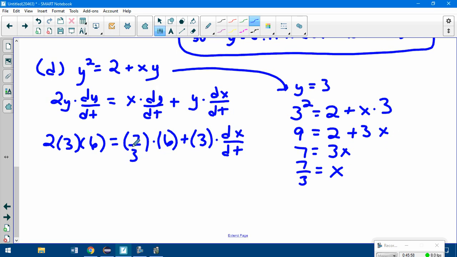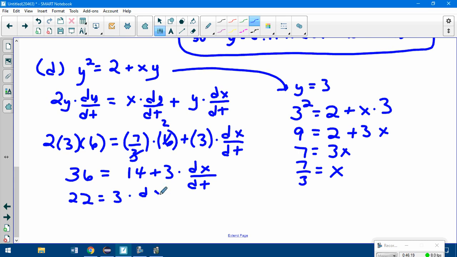But it actually doesn't come out so bad because we've got a times 6 here. So this is 6 times 6. We got 36 equals, if you cancel that, this is a 2 now. So that's just 14 plus 3 times dx/dt. Subtract the 14, you get 22 equals 3 times dx/dt. Finally, when you divide by 3, 22/3 equals dx/dt. There you go.